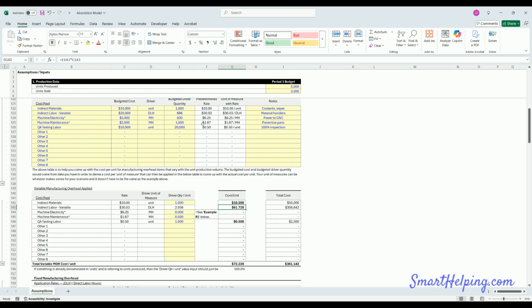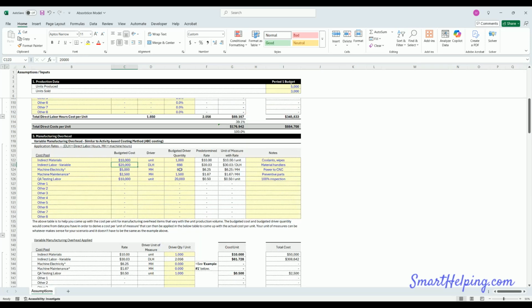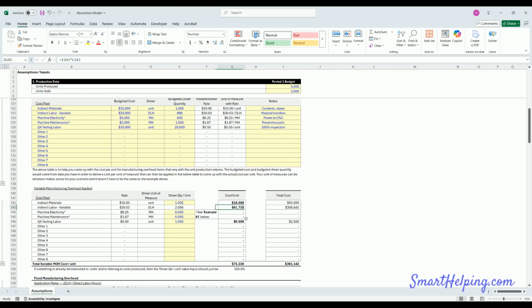Why? Well, here we're saying at $20,000 we can get through 666 units, resulting in $20,000 of indirect labor. And then we say, okay, so that's $30 per direct labor hour. It takes 2 direct labor hours per unit, so it takes $61 of indirect labor. And these numbers you could change to fit your situation, whatever it might be. So $61 a unit, $308,000 here.